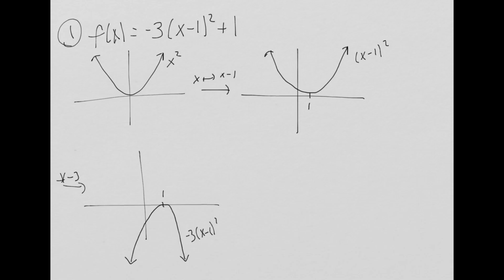And now we're almost there. What's left? We just have to deal with that plus 1. So we're adding 1 to the entire function, which means all we're going to do is take that point that was on the x-axis and move it up 1. So this is my final graph. So again, we started with something that we knew. We knew what x squared looked like, and then we manipulated it to get the graph that we want. So just take it piece by piece and get the graph that you want.